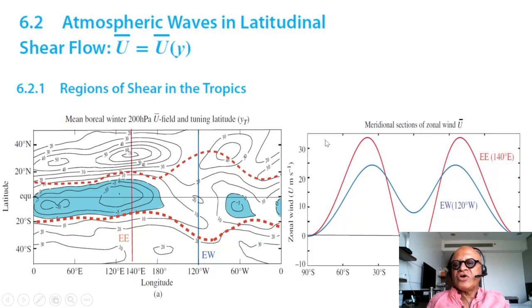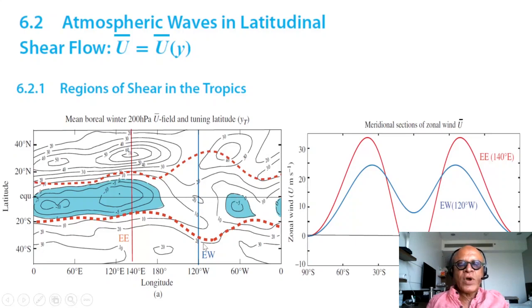So if you look at the meridional section of the zonal wind at 140 west here, you have strong easterlies, and then as you go beyond the Hadley cell, obviously you transition into westerlies, and then towards the pole you drop off and it becomes maybe weak easterlies or so. This is your basic meridional section of the zonal winds.